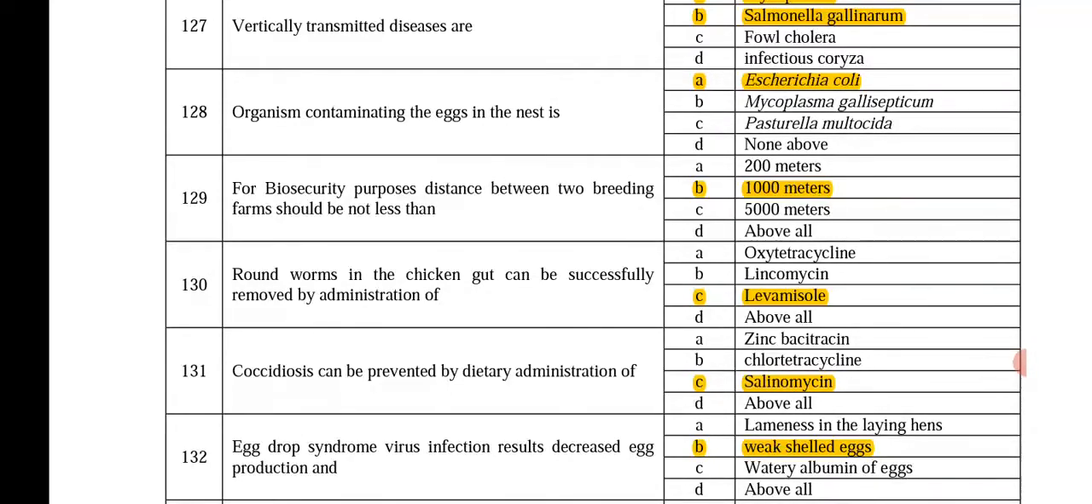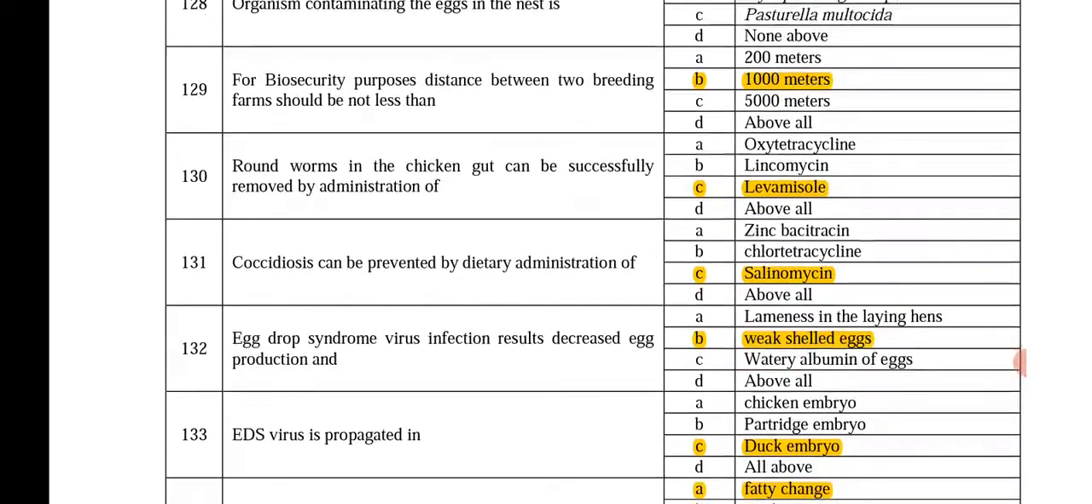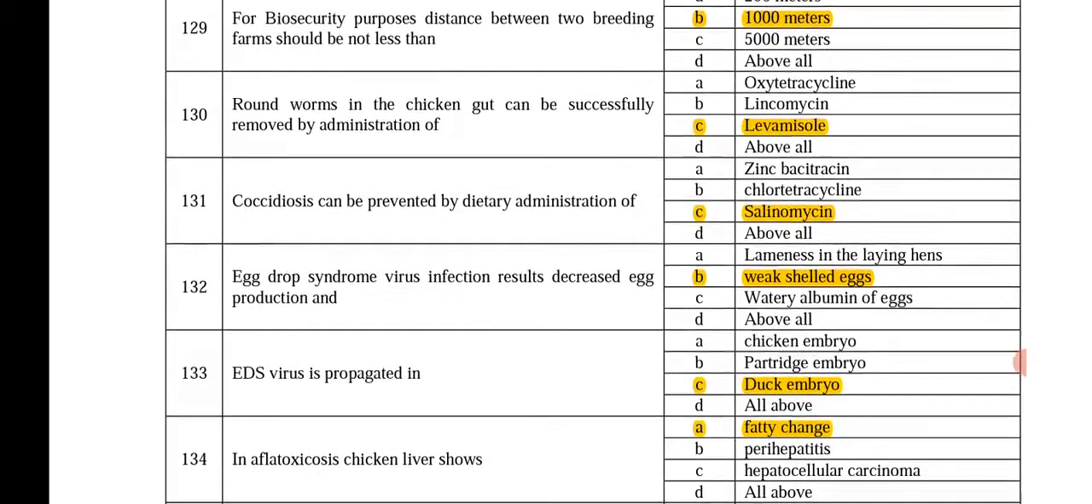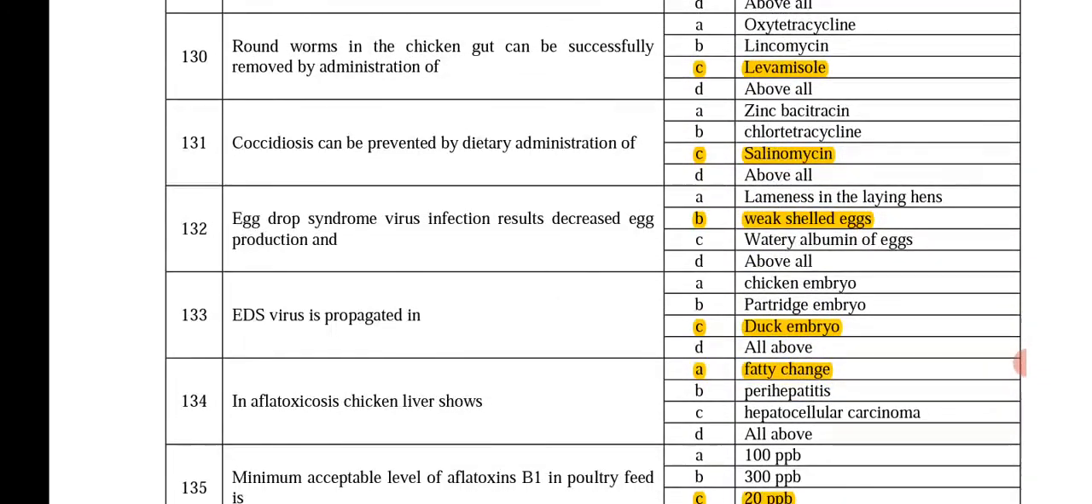Roundworms in the chicken gut can be successfully removed by administration of levamisole. Coccidiosis can be prevented by dietary administration of salinomycin. Egg drop syndrome virus infection results in decreased egg production and weak shelled eggs. Egg drop syndrome virus is propagated in duck embryo.